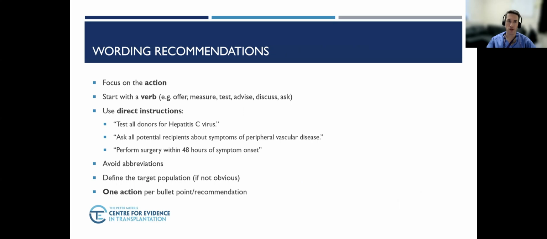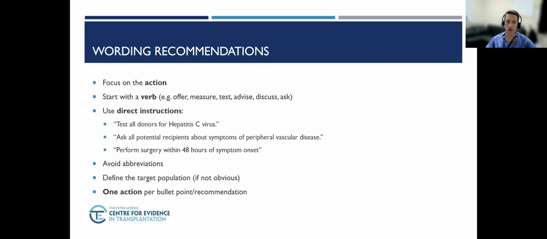So NICE recommend that you focus on the action and that your recommendations should start with a verb. And this makes for really clear, unambiguous recommendations. So if you start with a word like offer, measure, test, advise, discuss, ask, you end up with a very clear recommendation. So a direct instruction such as test all donors for hepatitis C virus, ask all potential recipients about symptoms of peripheral vascular disease, perform surgery within 48 hours.